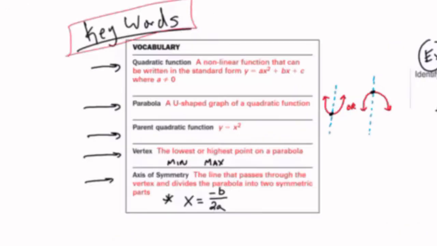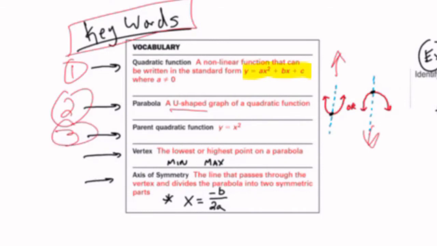The key words that will be discussed during this week 4 will be quadratic function. What is a quadratic function? It is a nonlinear function that can be written in the standard form y equals ax squared plus bx plus c. The second word we're going to cover is a parabola. What is a parabola? It is the u-shape of the graph of a quadratic function. Remember, in the linear equations, everything was a straight line. For this one, everything's going to be a u-shape. The u-shape can be facing up or down.